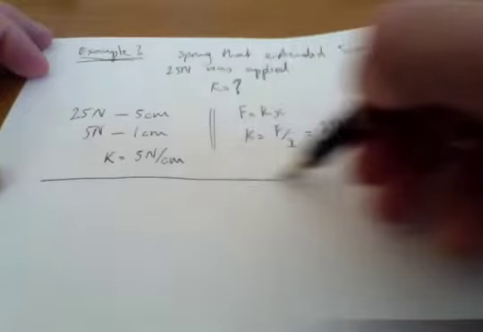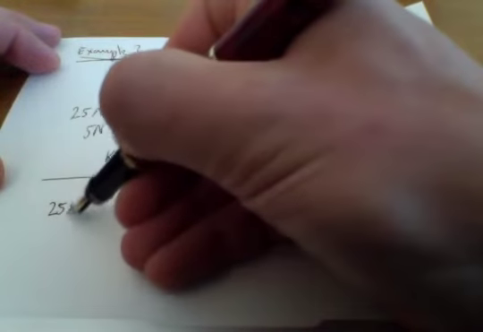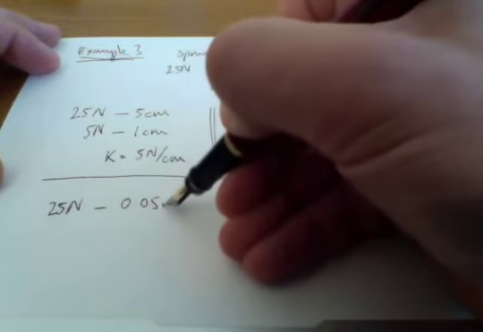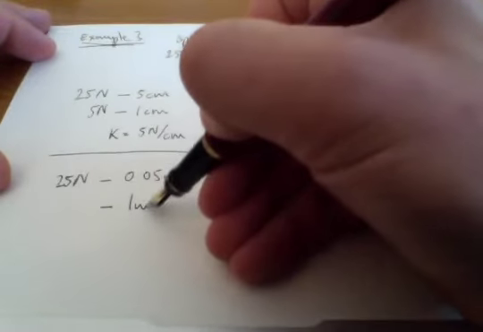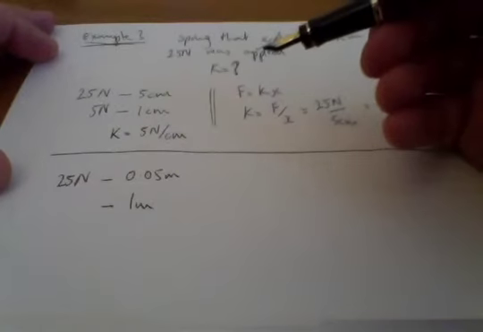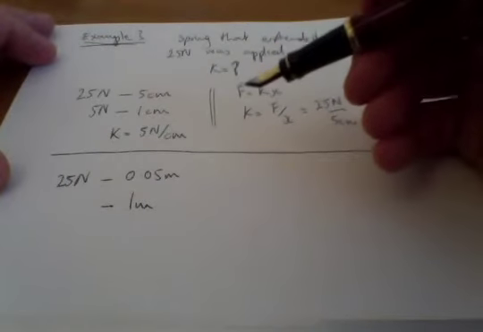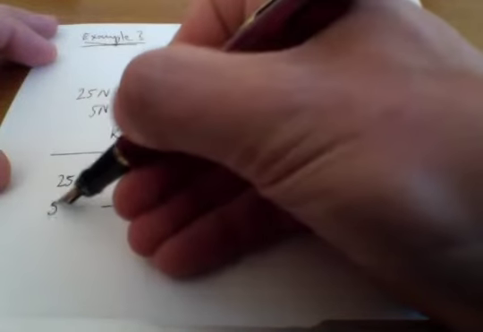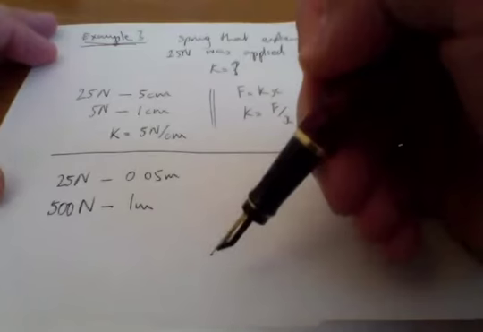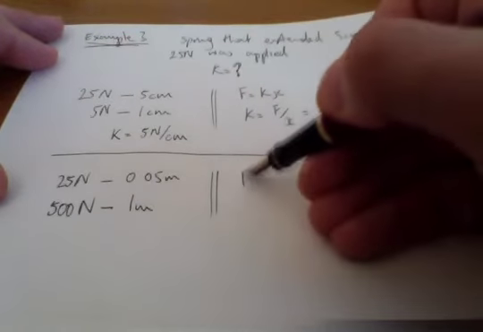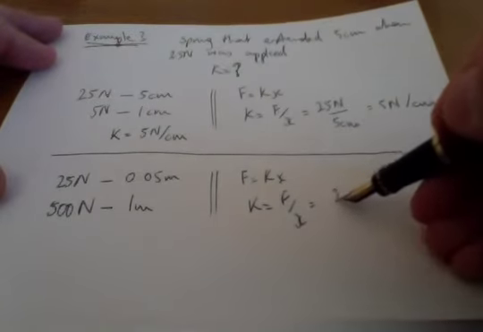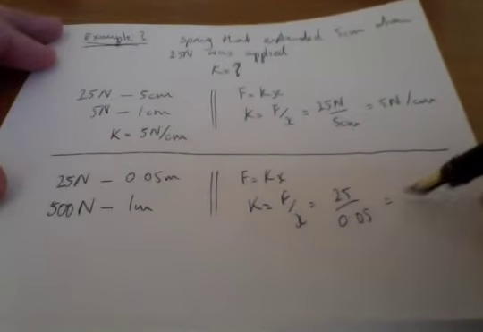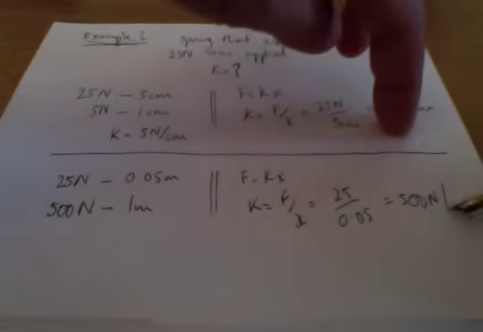Now, if I want to be pedantic, I could change this into a different unit. I can say that 0.05 of a metre was produced. So therefore, what would have given a 1 metre extension? Can you see I'm moving from centimetres to metres here? So once you put that through, it should come out with 500 newtons will produce my 1 metre extension. Or if you like, F equals kx. My spring constant is force over extension, giving me 25 over 0.05, giving me 500 newtons per metre this time.